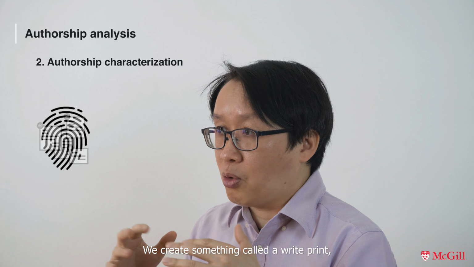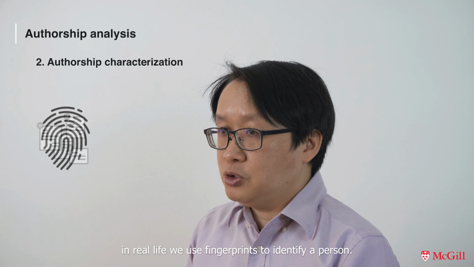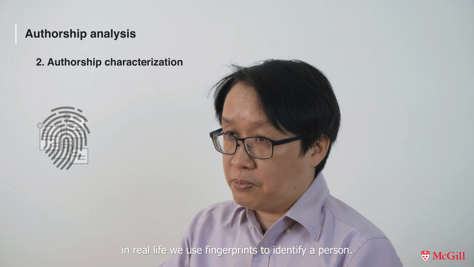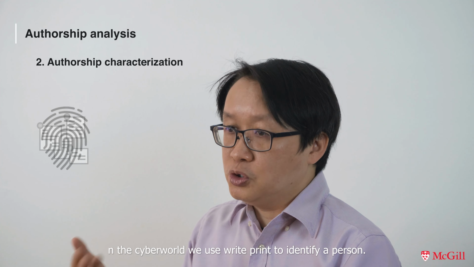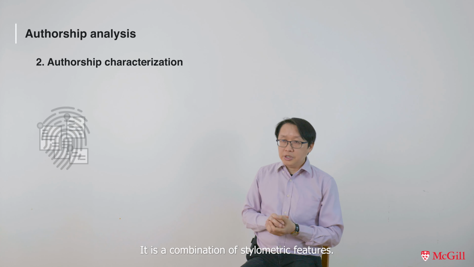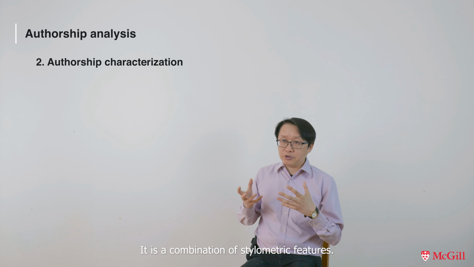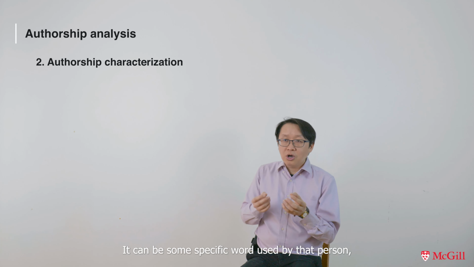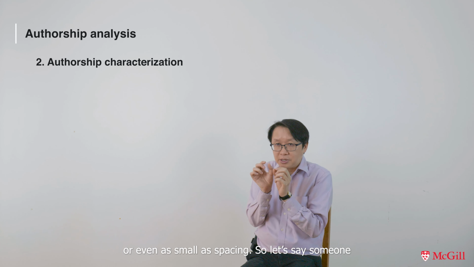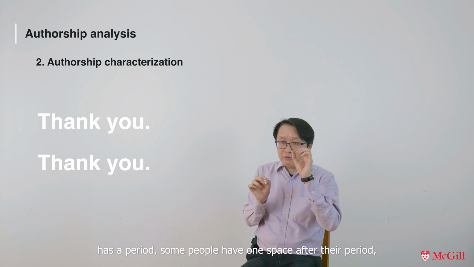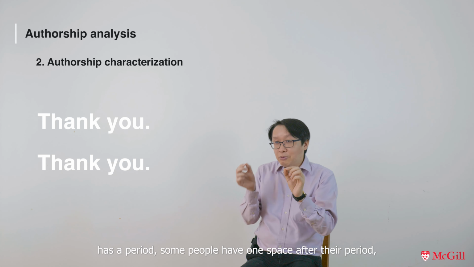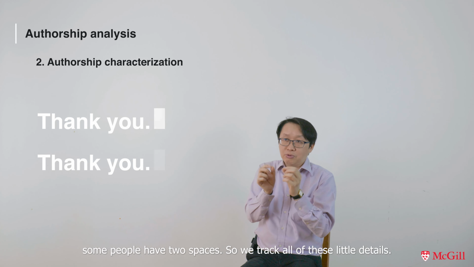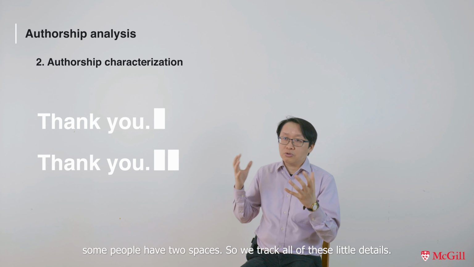We create something called a write print. In real life, you use fingerprints to identify a person. In the cyber world, we use write prints to identify a person. It's a combination of stylometric features. It can be some specific word used by that person, or even as small as spacing. So let's say someone has a period. Some people have one space after the period, some people have two spaces. So we track all these little details.